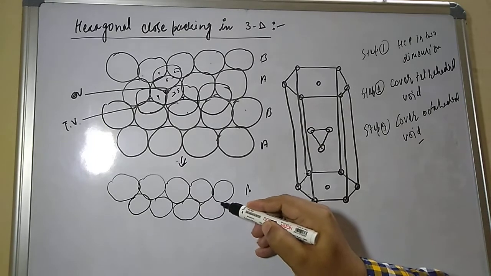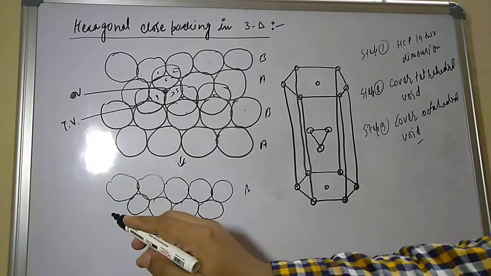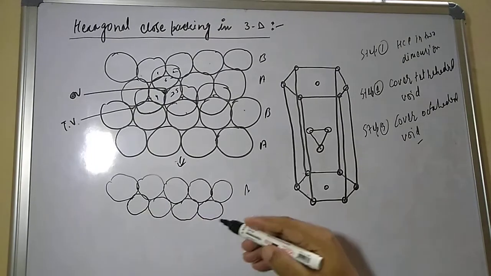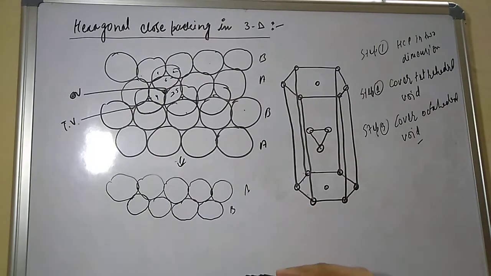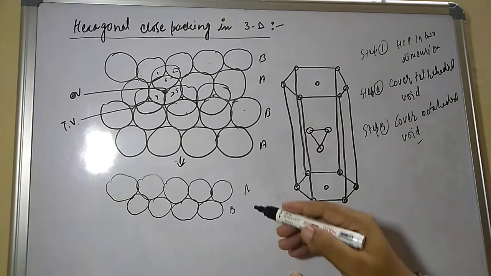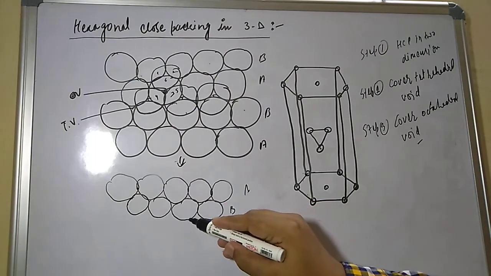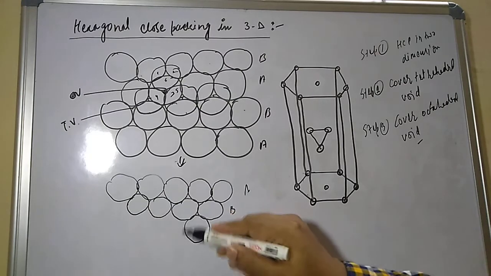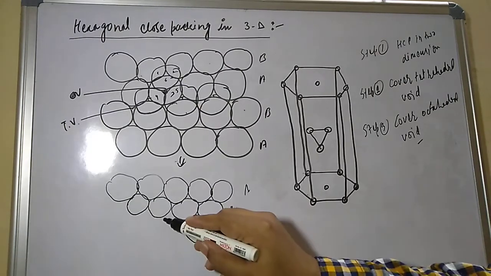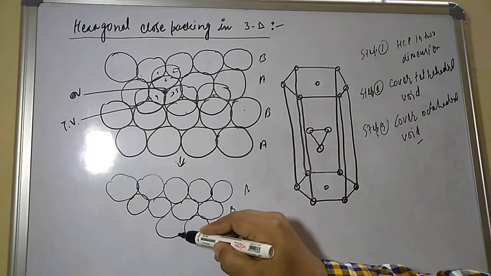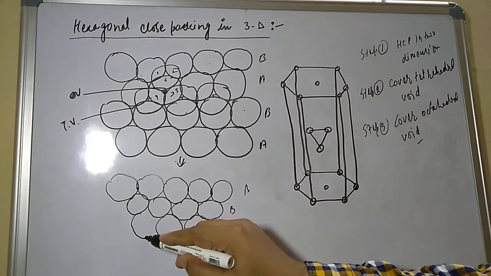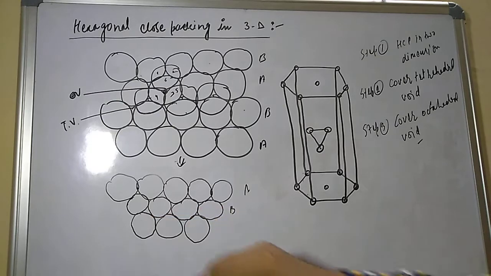Now this is here also. Then when this is the B layer and you are going for the next layer, it will come under the depression of the second layer. So this is the depression. When you put atoms in the depression, this type of unit cell, this type of layer is forming.